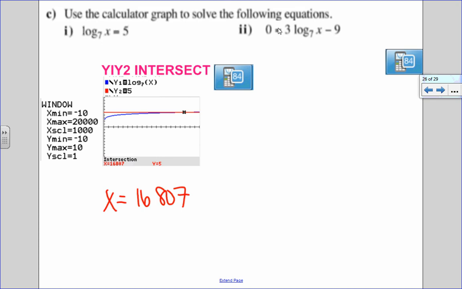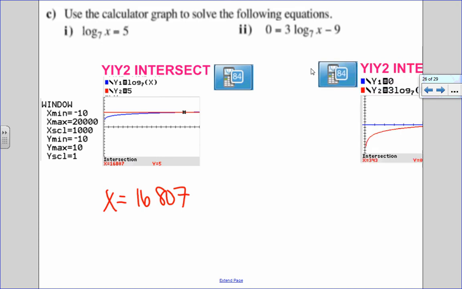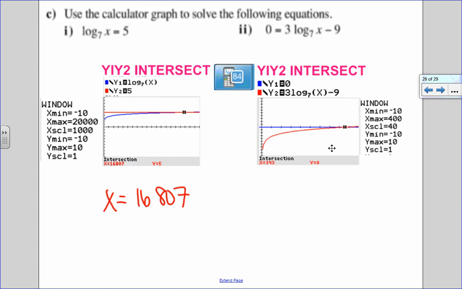Okay, on this one here, see how it's set to 0? On this one here, I can also use y1, y2 intersect, but in y2 I just put in 0. So there's my equation, there's 0, and I look where they intersect. Again, I also had to adjust my window, because remember, if you cannot see your point of intersection, you can't calculate it. So you just have to keep adjusting your window until you find a window setting that works.